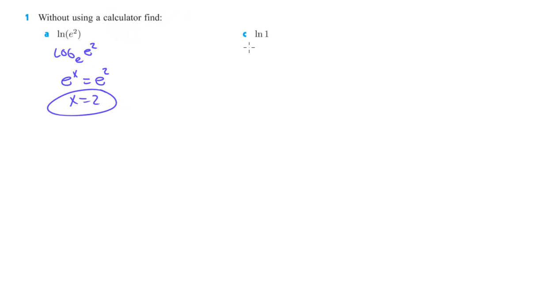Okay, same thing here. Log of e equals log base e of 1. So they're saying e to what power equals 1. In this case, you just got to remember that anything to the 0 power equals 1. So x has to equal 0 in this case.